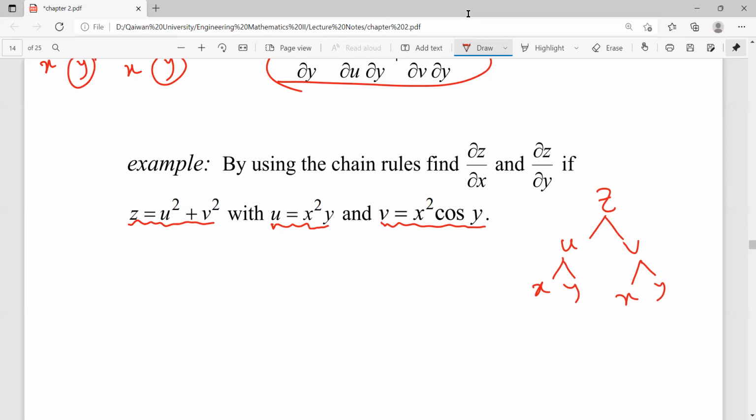How to find partial z by partial x? Since in the function of z we have no x, we have u and v. But in the functions u and v we have x. So we use the chain rule. How to write down the chain rule? We say partial z by partial x equals partial z by partial u times partial u by partial x.